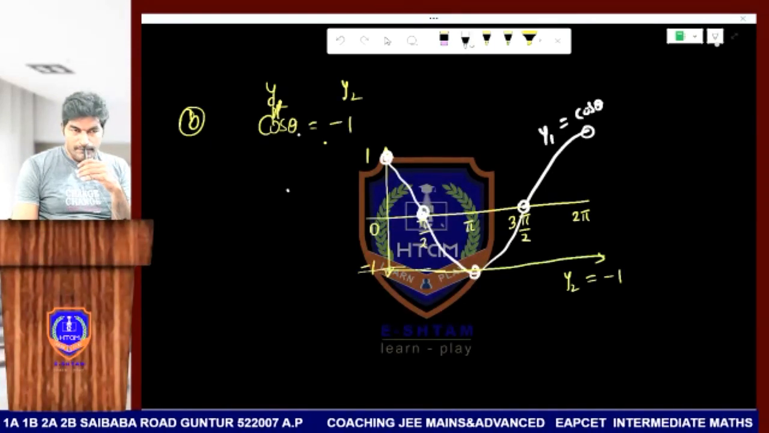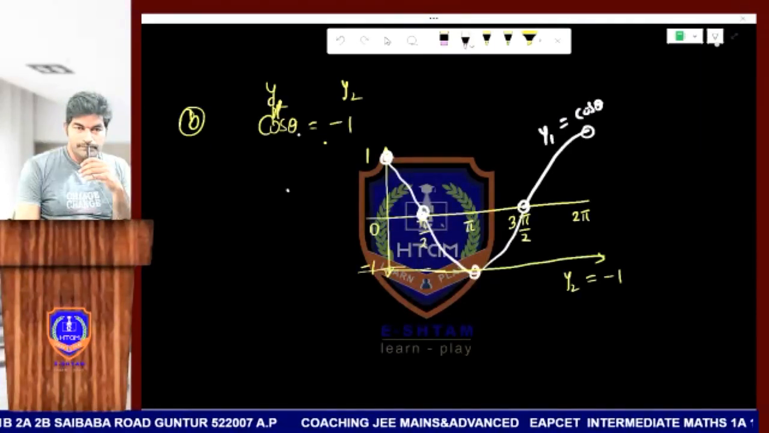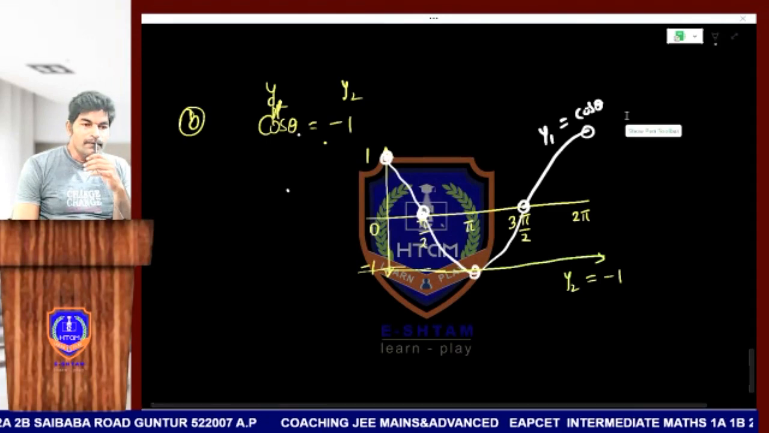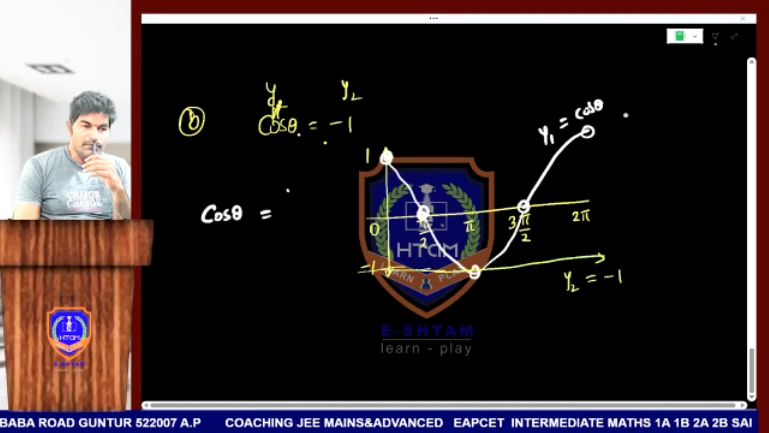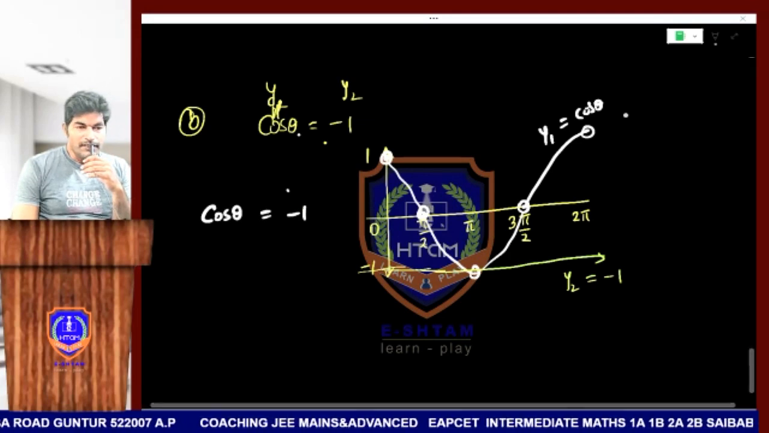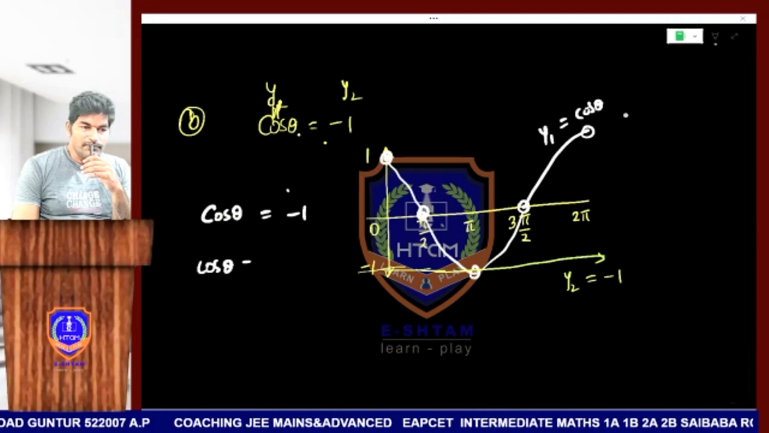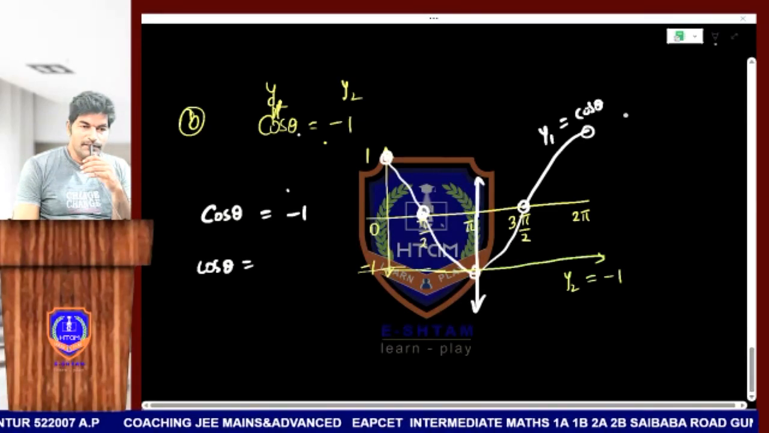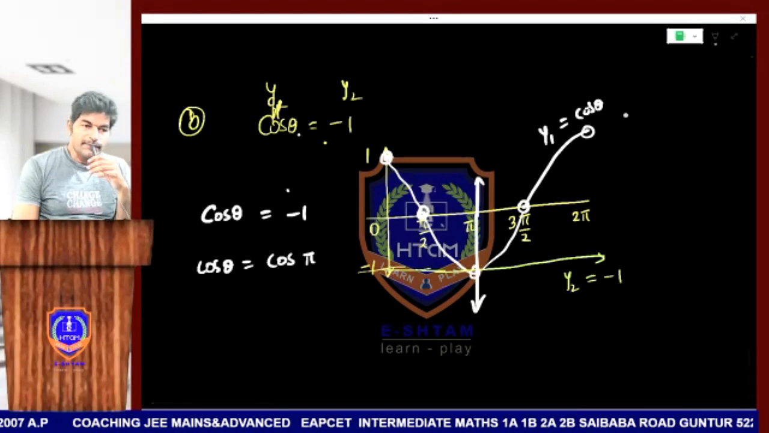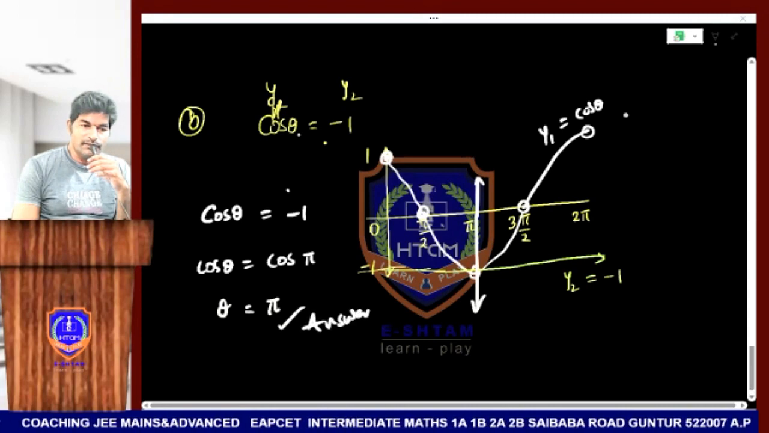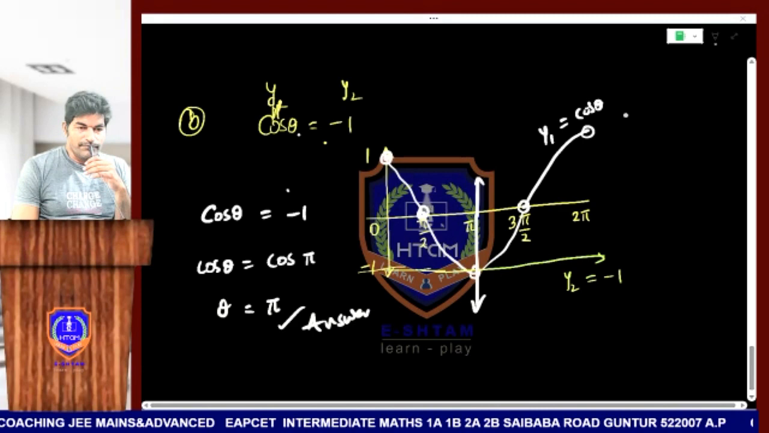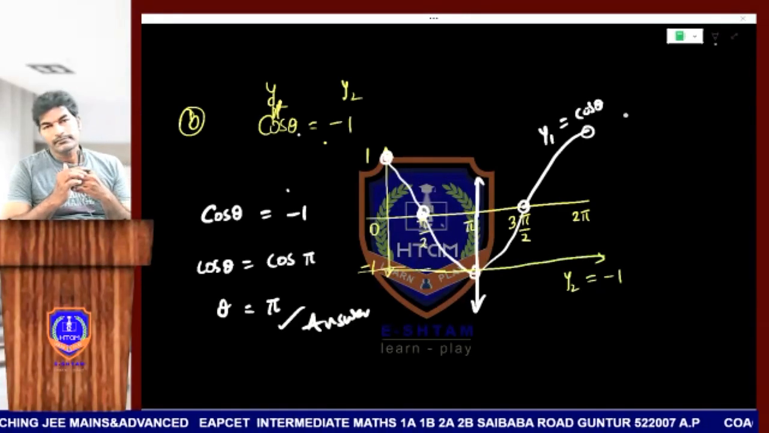So take cos theta equal to -1. At what value does it attain that? At this particular point, it is attaining that value. So write down cos pi, therefore theta equal to pi. This is the only solution that we are getting from the graph. Understood?